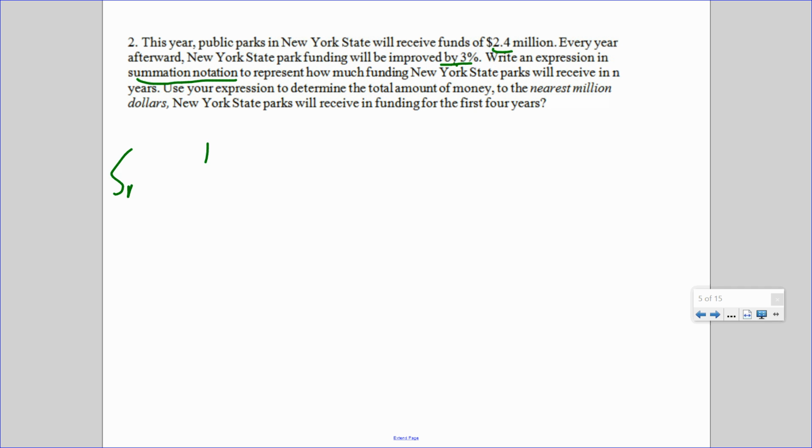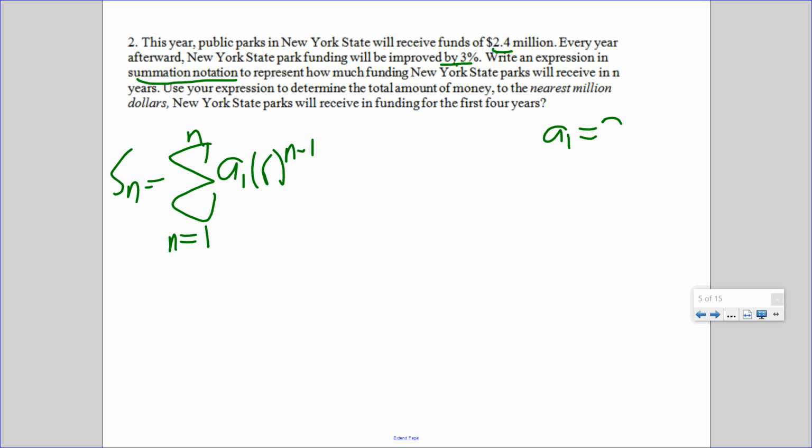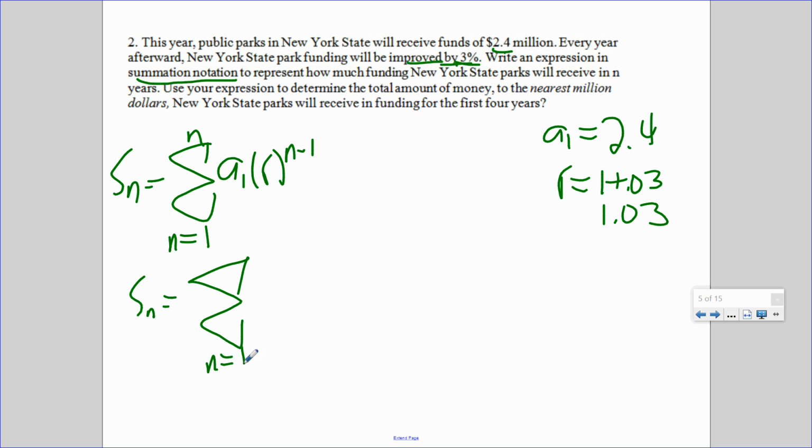So for summation notation, again, you're just going to kind of copy this off the front. A1 r to the n minus 1. A1 is 2.4. R, now this is a very, very, very important concept we talked about already. If it's improving by 3%, if it's increasing by 3%, it's 1 plus 0.03, which is 1.03. We've talked about that quite a bit so far. N equals 1 to n. A1 is 2.4. R is 1.03 to the n minus 1.